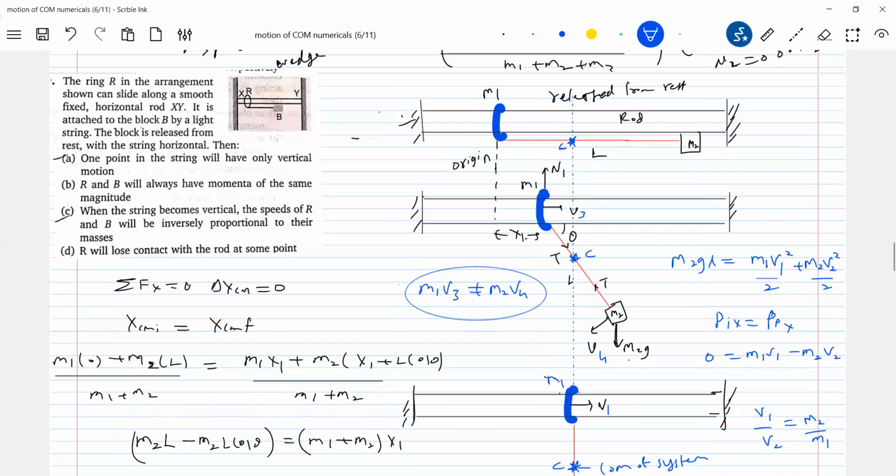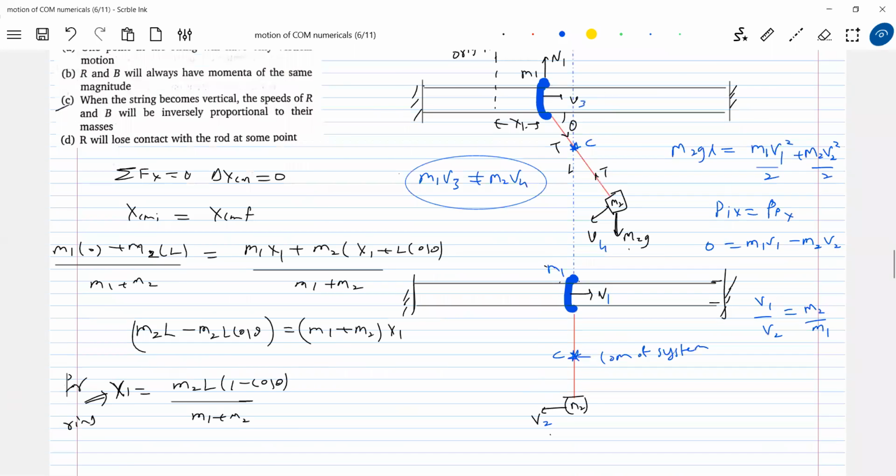If there's friction between the ring and the rod, will you make any changes to the problem? Nothing, no. But you can't apply X CM initial equal to X CM final. If there is friction between the ring and the rod, X CM initial is not equal to X CM final. Then we can't conserve the momentum because a net external force is acting. Can we apply even conservation of mechanical energy? No, the friction does work. So be careful, anything can be asked.